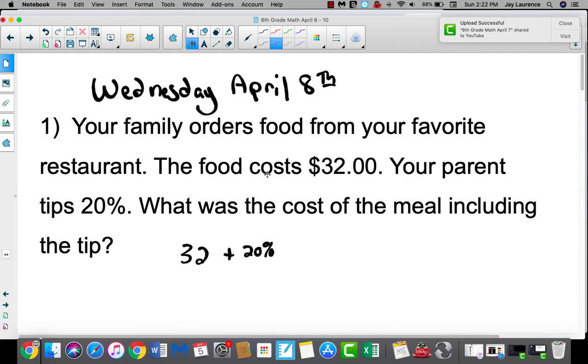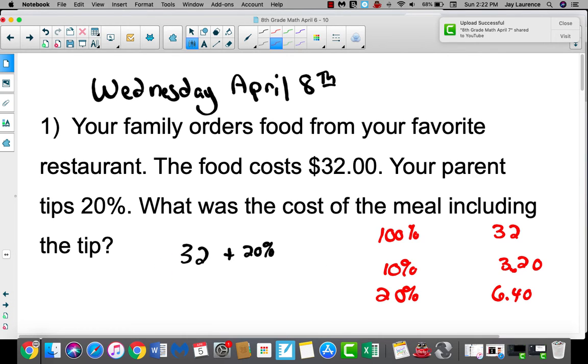All right, so I need 20% of 32. Well, if 100% is 32, 10% would be $3.20, right? All I did was move the decimal point, tack the 0 on at the end. 20% is twice that amount. So that would be $6.40.